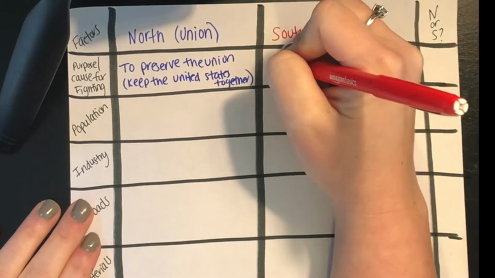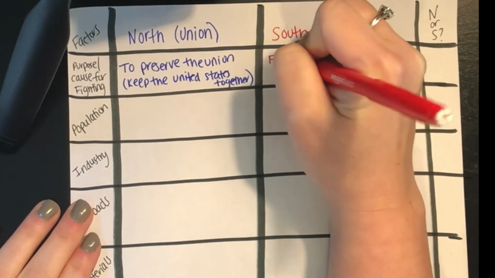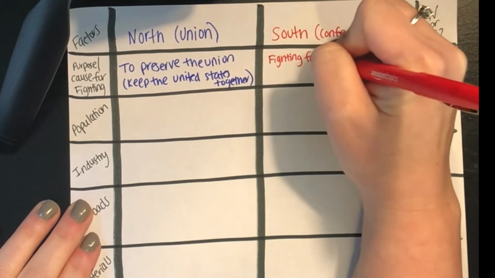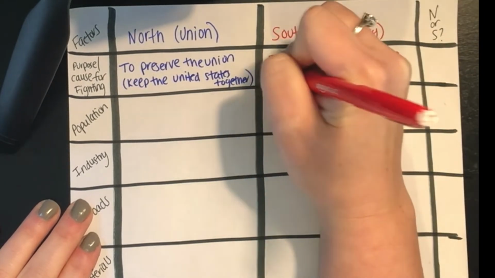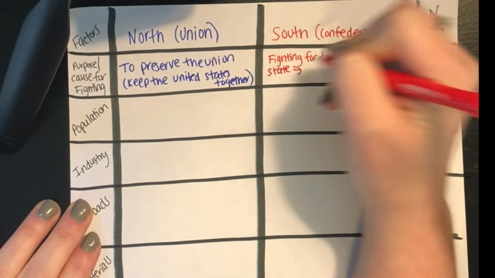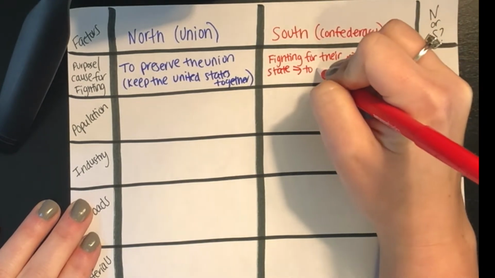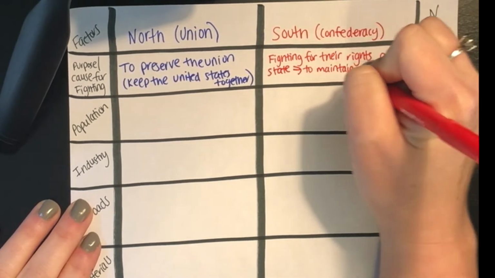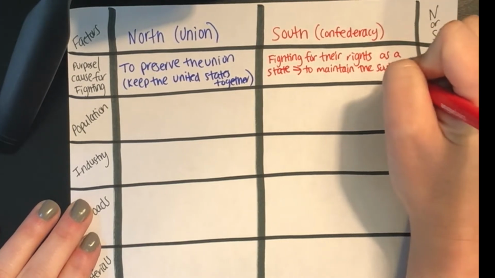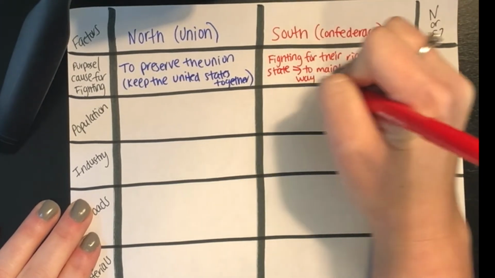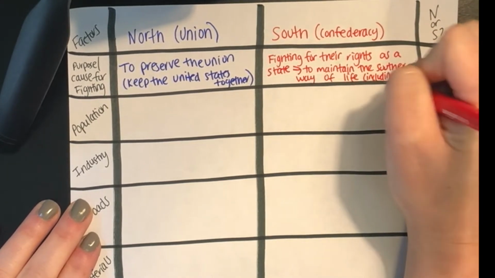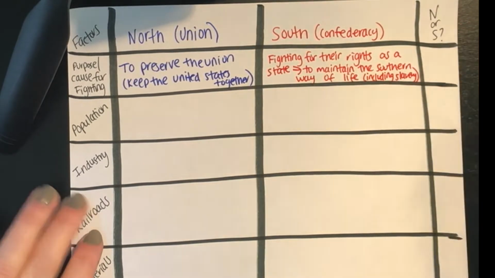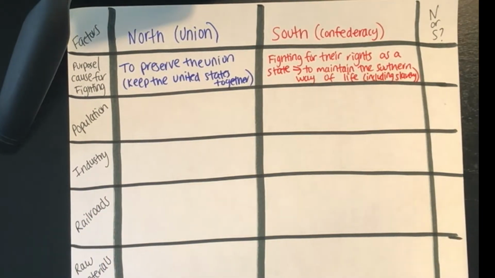On the other hand, the South, they're fighting for their rights as a state, for states' rights. They want to maintain the Southern way of life. They think that the North is infringing on that, and this is what they are saying. They want to maintain their way of life, and spoiler alert, this way of life includes slavery. But notice how each side, they don't specifically say that they are fighting to keep slavery or to prevent slavery. Okay, this is how it is in the beginning of the war.